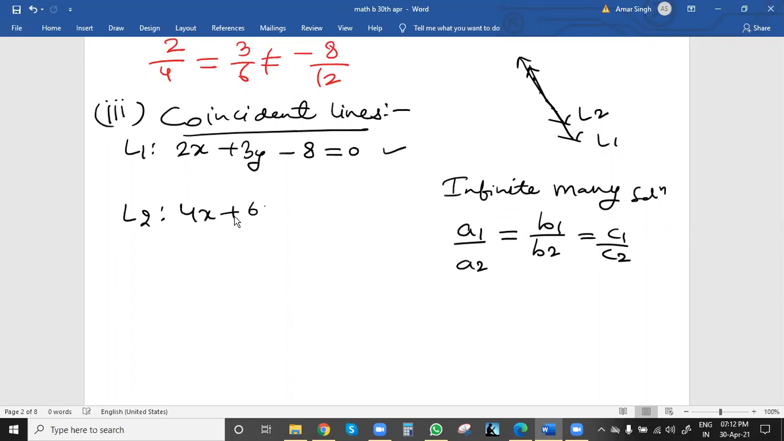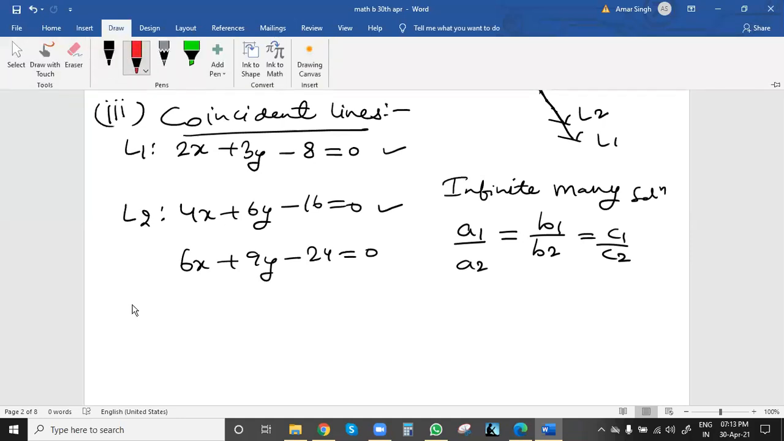4x plus 6y minus 16 equal to 0 is very simple, because all the ratios will be 1 by 2. So this is the required answer. Or we can multiply this first equation by 3 throughout. So 6x plus 9y minus 24 equal to 0, because 2 3s are 6, 3 3s are 9, and 8 3s are 24.